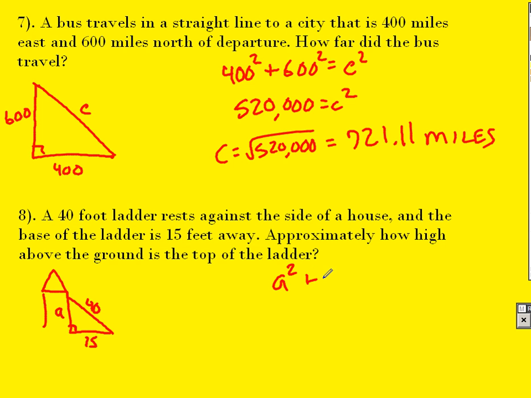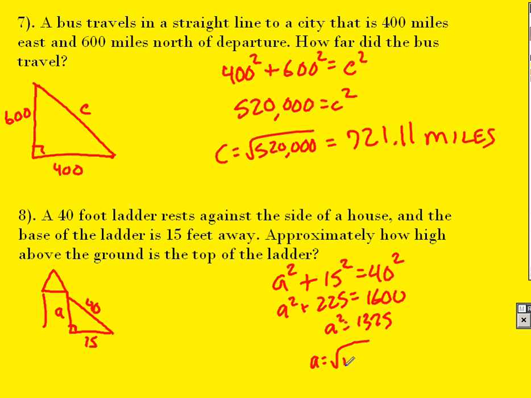So A squared plus B squared here is 15 squared equals 40 squared. Simplify this: A squared plus 225 will equal 1600. Then when I subtract it over, A squared equals 1375, which means A will equal the square root of 1375, which is approximately about 37.08. My units there are feet, again because I have feet in the problem.